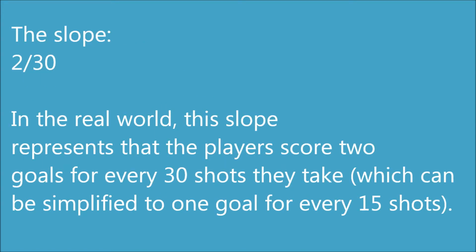The slope is 2/30. In the real world, this slope represents that the players score 2 goals for every 30 shots they take, which can be simplified to 1 goal for every 15 shots.